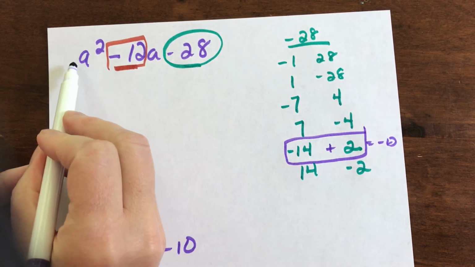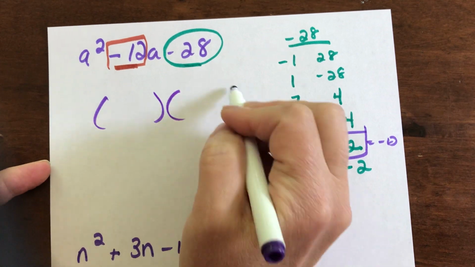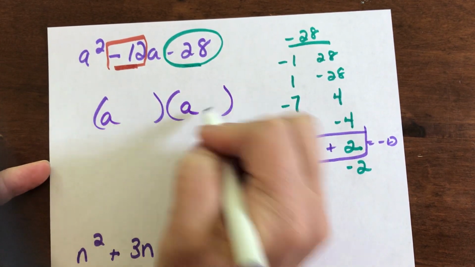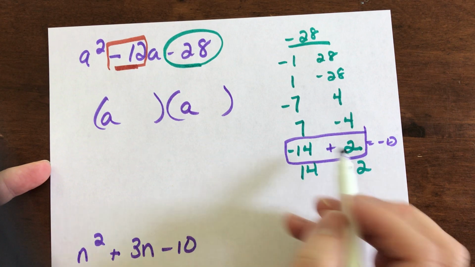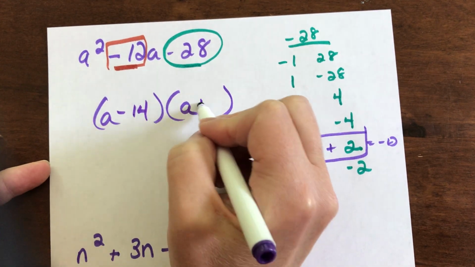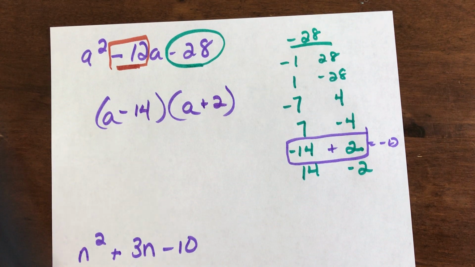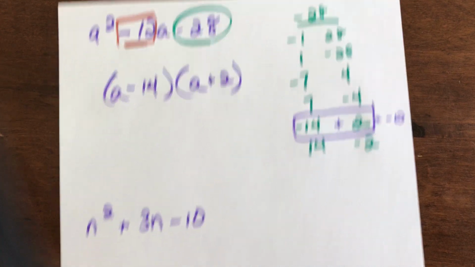So because there's no coefficient in front of here, shortcut, I'm going to do my parentheses. I divide up my A. I put negative 14 in one of them and positive 2 in the other. It does not matter. I'm going to put negative 14, positive 2, and I'm done. Okay? All right, let's look at another one using the shortcut.